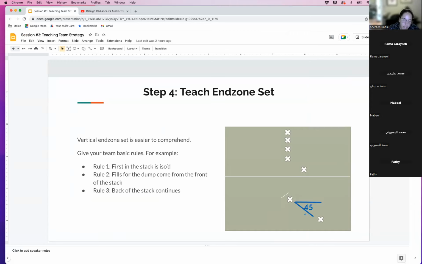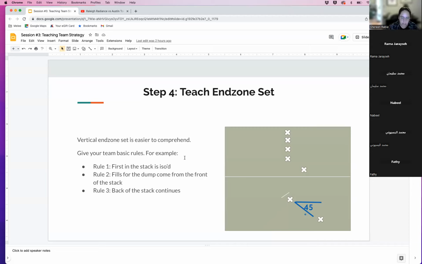After you teach the full team sets, it's important to teach an end zone set. I typically end with the end zone set. But you can do it however you want. Some people teach end zone before the full team. It's up to you. This is just an example of our end zone set. Again, I would teach it with a whiteboard before you get on the field, and then get on the field without defense and walk through it.